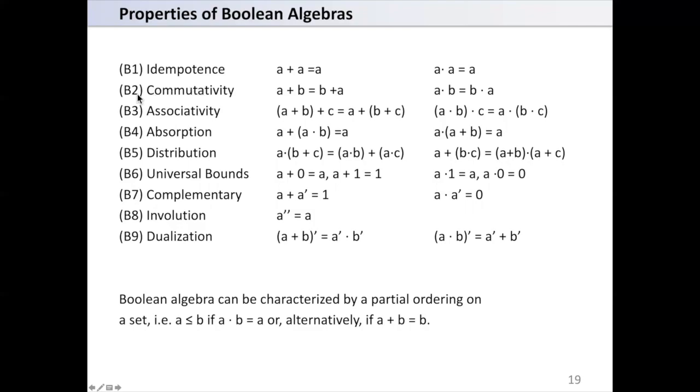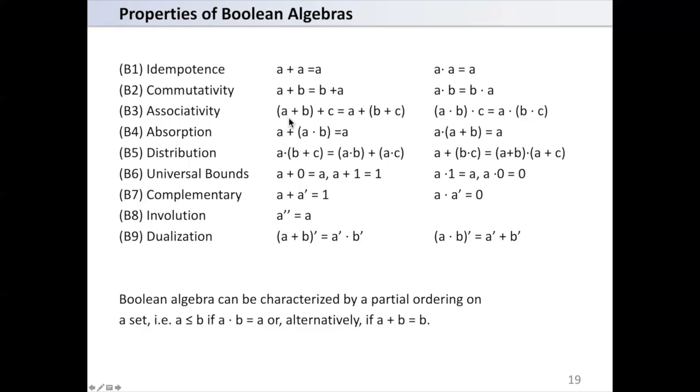The second one, commutativity: A or B is equivalent to B or A, and this is the dual of this one. Instead of this plus operation, insert the dot operation: A dot B is equal to B dot A.